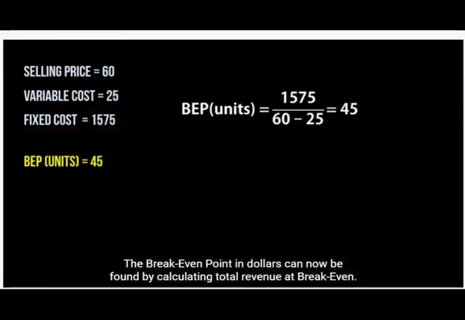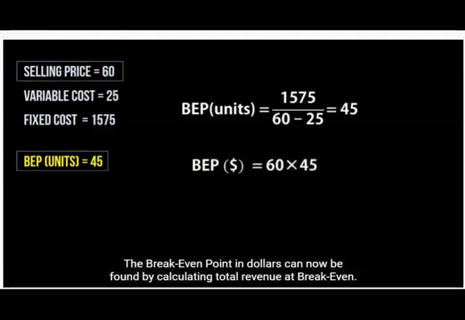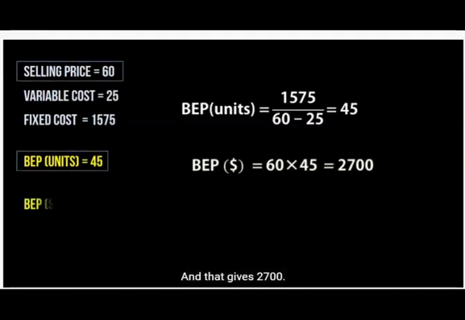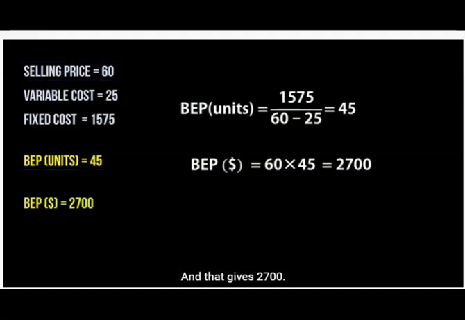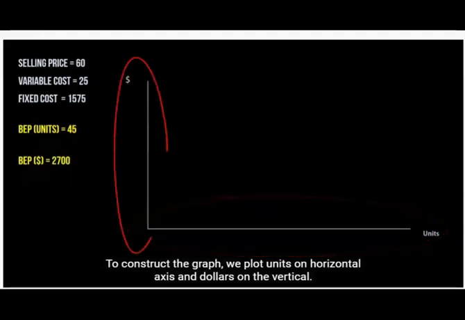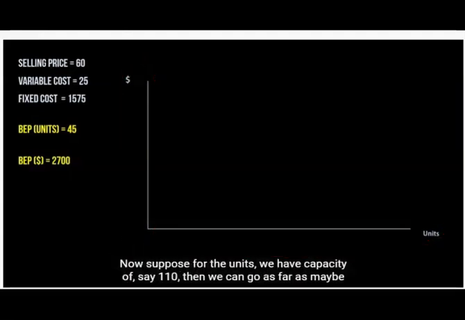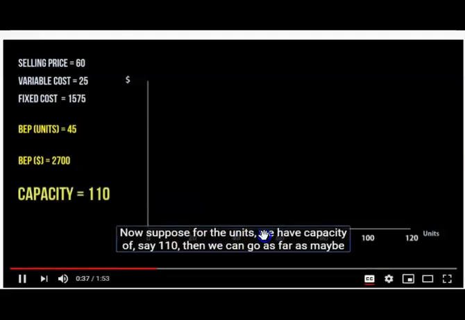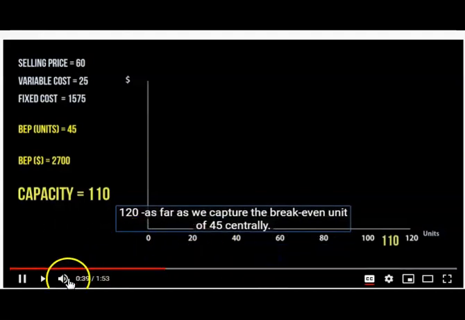The break-even point in dollars can now be found by calculating total revenue at break-even, and that gives 2,700. To construct the graph, we plot units on the horizontal axis and dollars on the vertical. Now suppose for units we have a capacity of say 110, then we can go as far as maybe 120. As far as we capture the break-even unit.